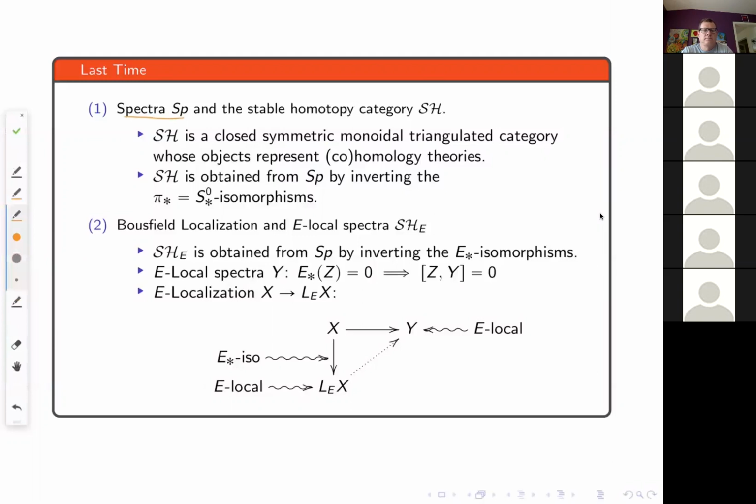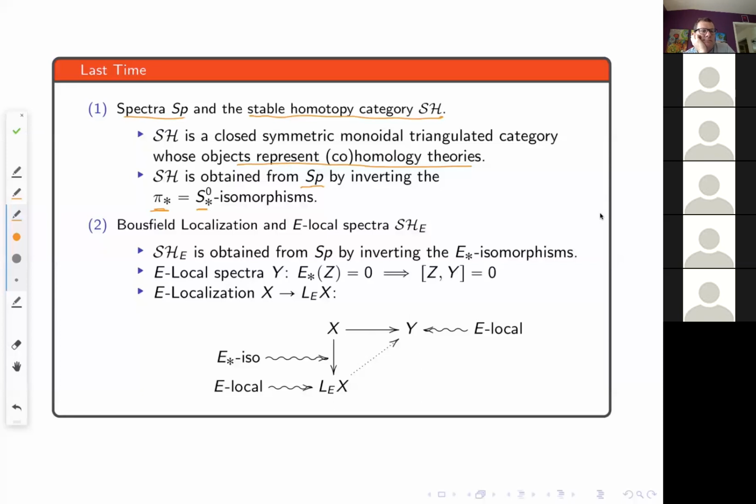These were sequences of spaces together with certain structure maps. And we talked about the stable homotopy category SH. I didn't say much about SH, but I did say that we were going to work with it axiomatically. It's a closed symmetric monoidal triangulated category, and its objects represent homology and cohomology theories. SH is obtained from spectra by formally inverting all of the pi star isomorphisms. Those are called weak equivalences, but they're also the isomorphisms for the homology theory represented by the sphere spectrum S0.